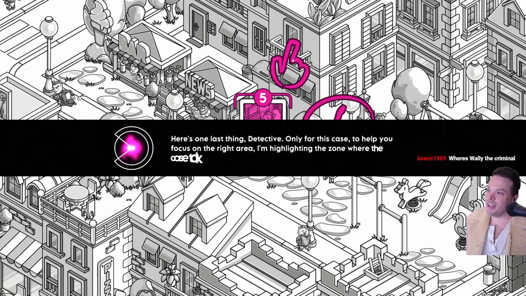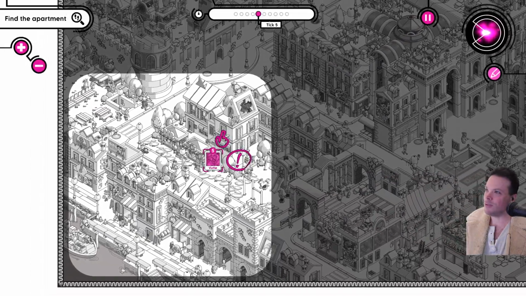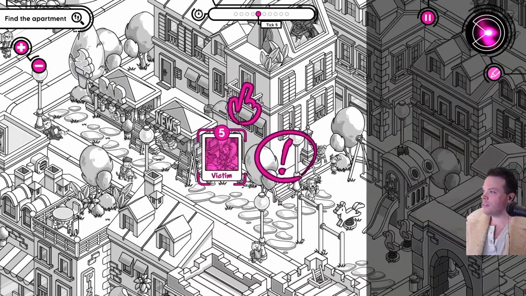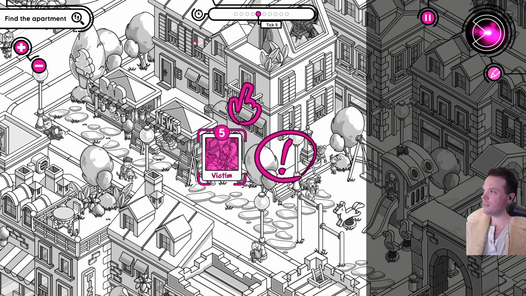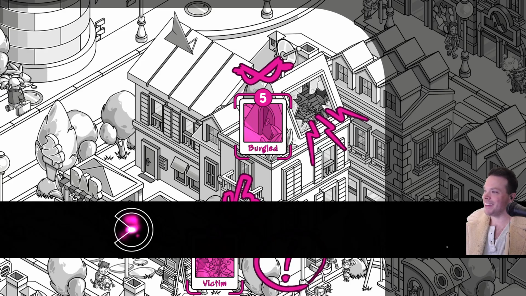Here's one last thing, only for this case, to help you focus on the right area, I'm highlighting the zone. So all the rest of this is red herring. No. Here? Here. Here. No, it's up there. There it is.